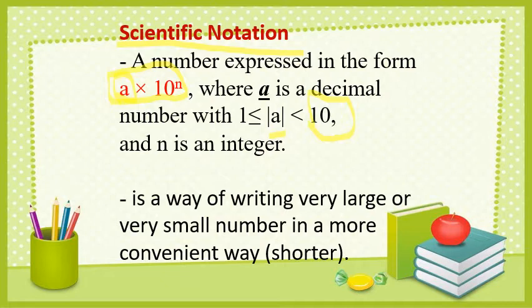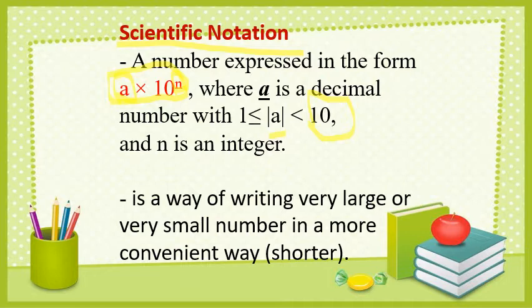And then, what is n? n is the exponent. Scientific notation is multiplied by the power of 10. So in scientific notation, its power of 10 is always multiplied.